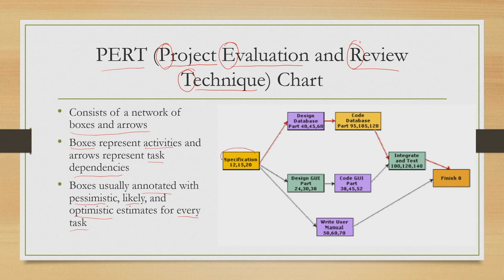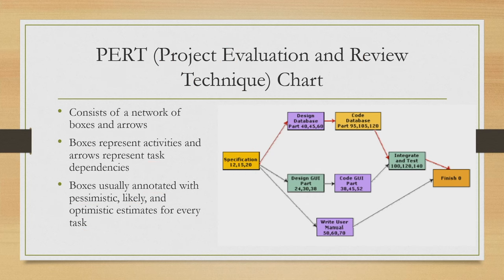For example, specification, earlier we mentioned only one estimate, which was 15 days as we can see from the Gantt chart. But now we also add a pessimistic estimate and an optimistic estimate. So, the optimistic estimate is 12, that is it will take less time, and the pessimistic estimate is 20, that is it will take more time. Similarly, for design database, we now have an optimistic estimate of 40, likely estimate of 45 days and pessimistic estimate of 60 days.